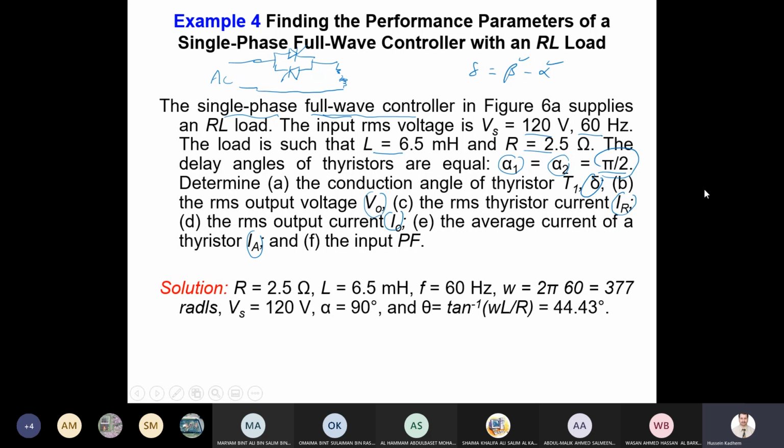Here I listed the information given to me: R, L, and frequency, so I can find 2 pi f, which is omega. Vs is given, alpha is given to me. I need to find theta, which is tan inverse of omega L over R. Everything is ready. Let me find beta because I need to find delta.